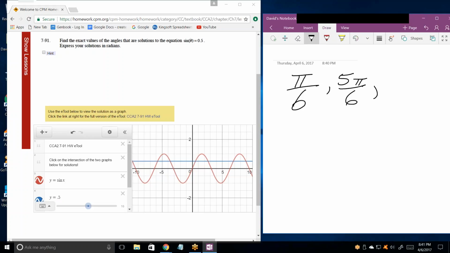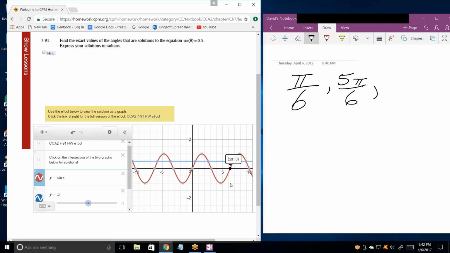Are there any other places in the unit circle where this is true? No, because my unit circle ends right there. Oops, it let me mark on that. Oh, that's because I'm logged into your website. I didn't mean to mark that. I don't know how to undo it.